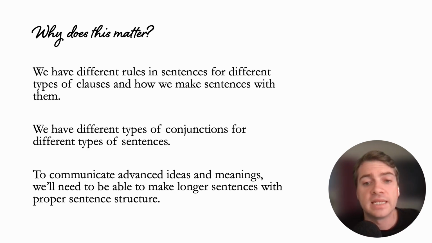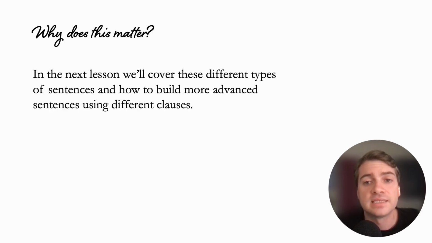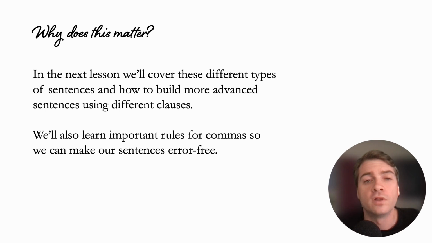And to communicate advanced ideas and meanings, we'll need to be able to make longer sentences with proper sentence structure using all of these rules. So, in the next lesson, we'll cover these different types of sentences and how to build more advanced sentences using different clauses and conjunctions. We'll also learn important rules for commas so that we can make our sentences error-free.